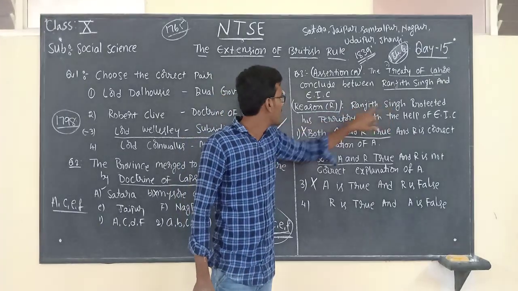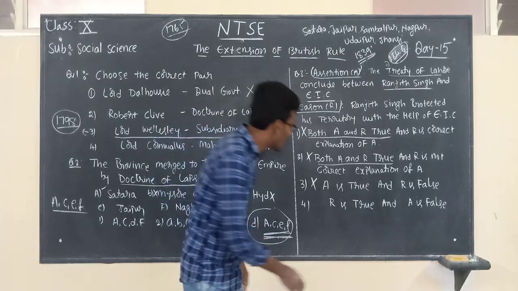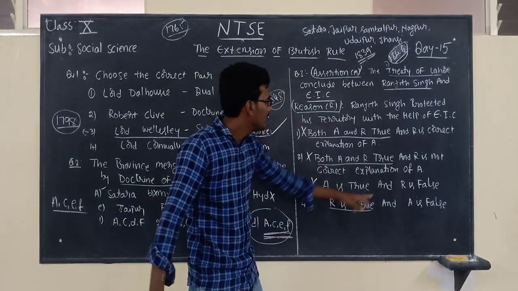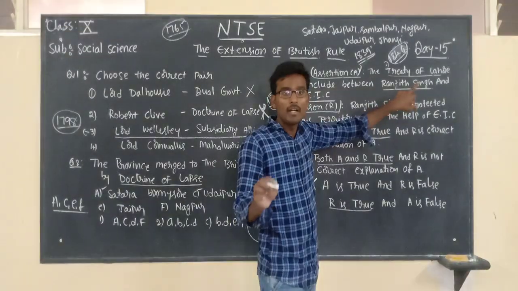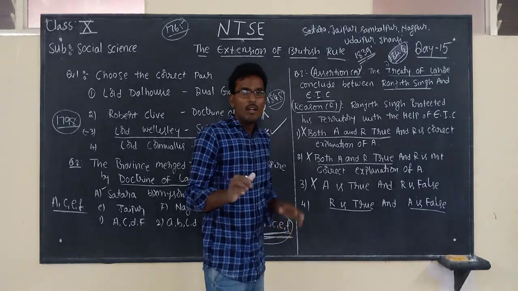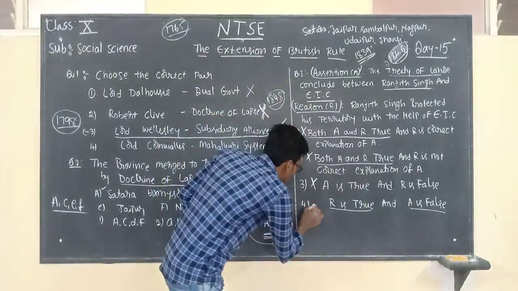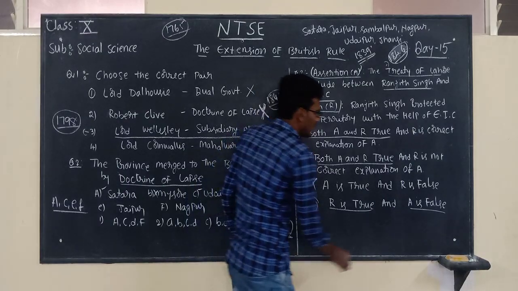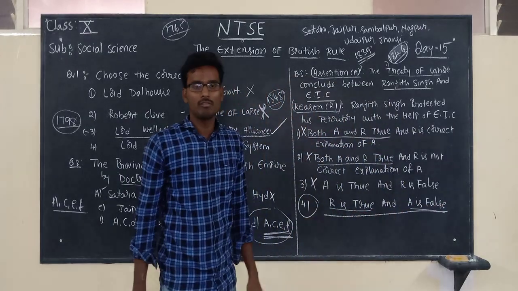Ranjit Singh protected his territory with the help of the East India Company. That is true. And A is false. Treaty of Lahore. They mentioned Ranjit Singh here, right? But that is wrong. Here, A is false. So, children, according to this analysis, which is the right option here? Option number 4 is the right one. That is, R is true, A is false.